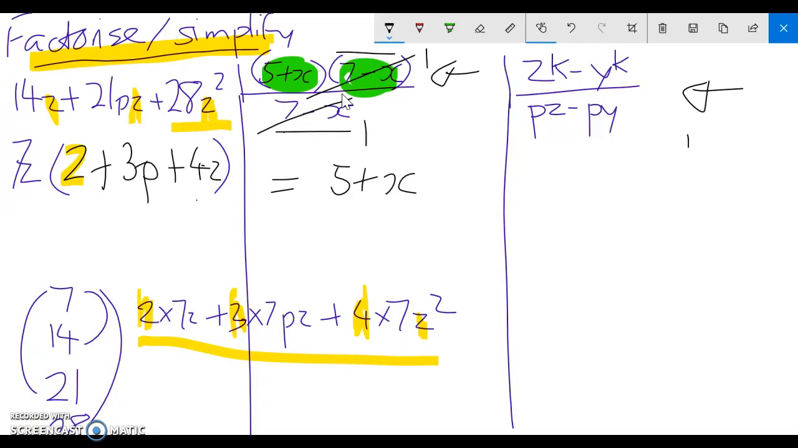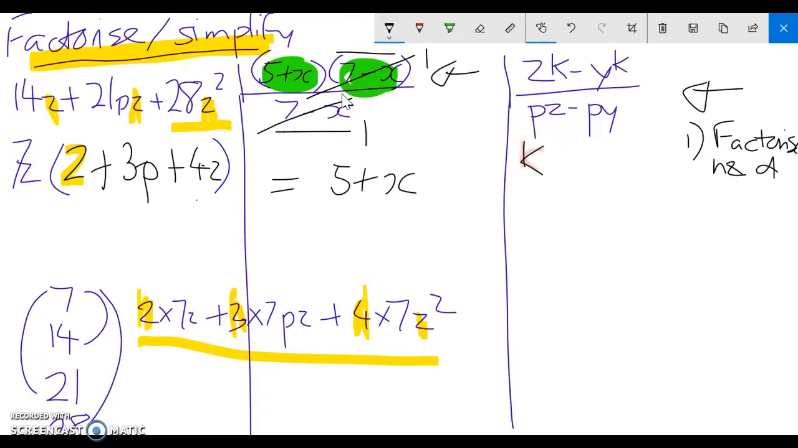So the first step always is to factorise, all right? So factorise the numerator and the denominator. So we're going to factorise the numerator by taking out a common factor. What is common to zk and yk? Well, it's obviously k.